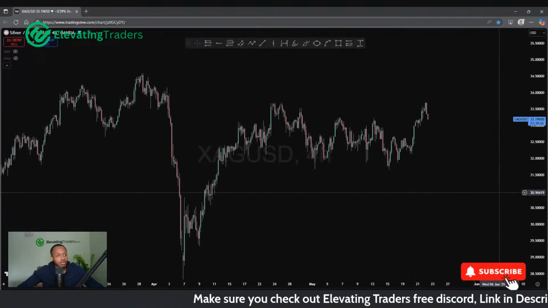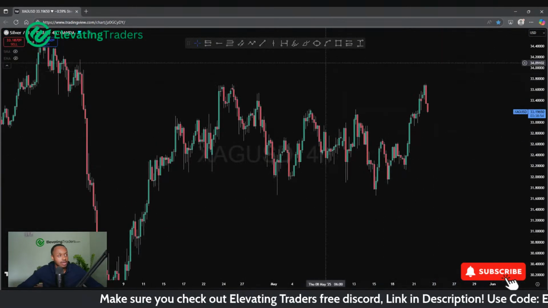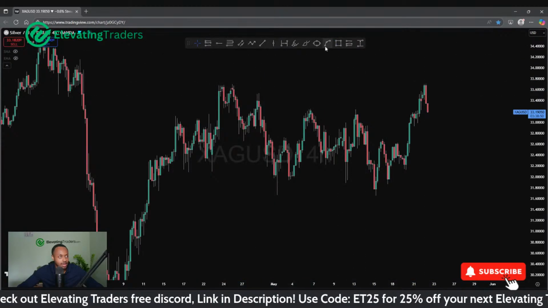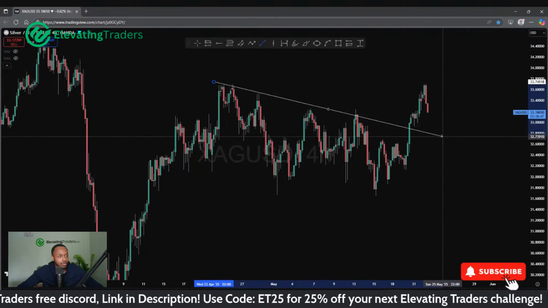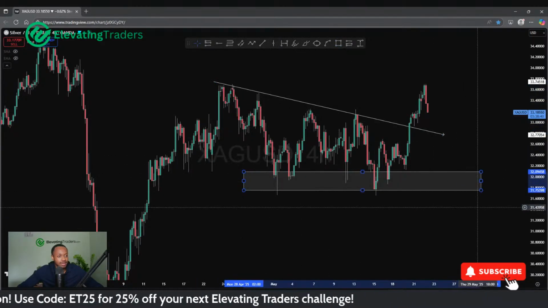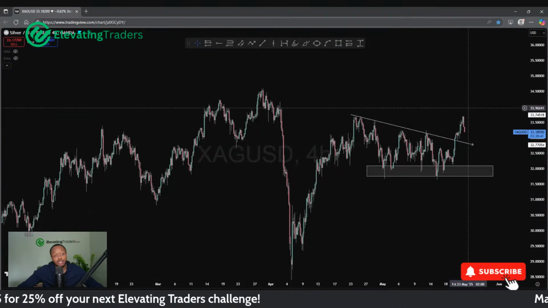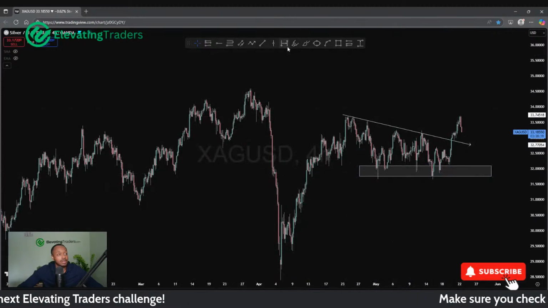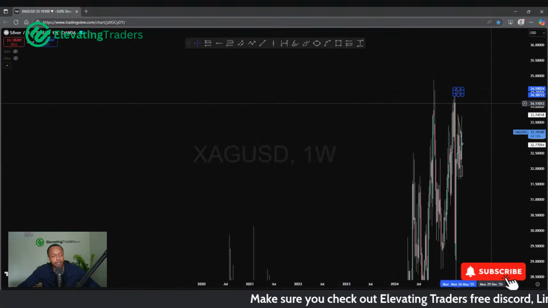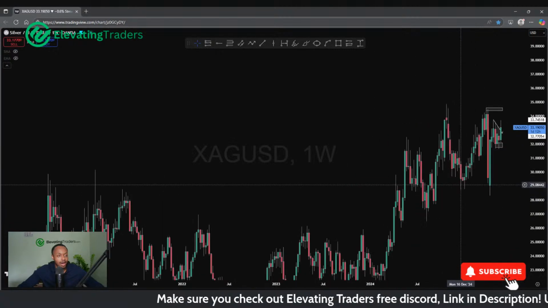Then in terms of silver, again, same kind of situation as gold. Strong rejection this morning as we push back into the high. We did kind of break out of this descending wedge pattern here, if you will. And yeah, it was a nice clean breakout, but does silver have the juice in it to get back to resistance? Potentially.